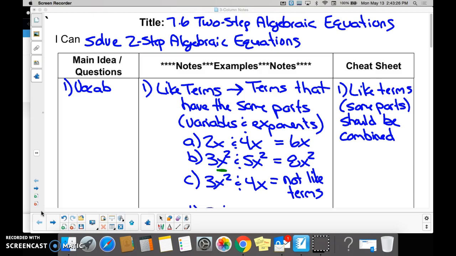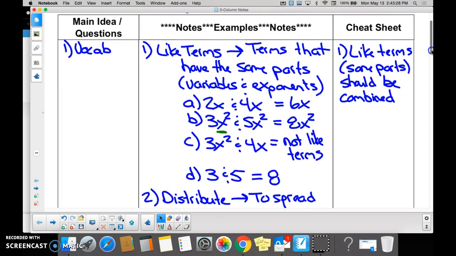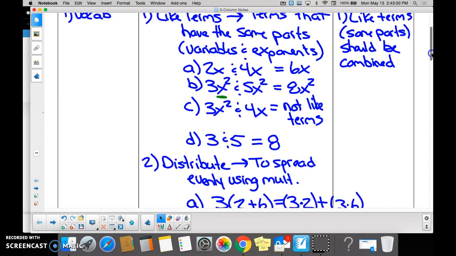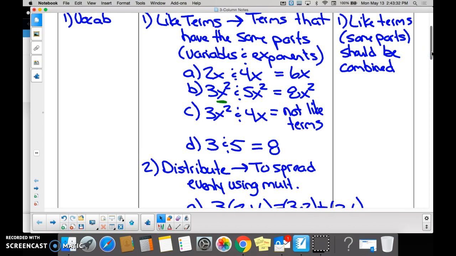First vocabulary is like terms. Terms that have the exact same parts. The parts we're talking about are variables and exponents. Does 2x and 4x have the exact same parts? Yes. Therefore, we can combine to make 6x. Does 3x squared and 5x squared have the exact same variables and exponents? Yes. Therefore, we combine to make 8x squared. Does 3x squared and 4x have the same parts? No.